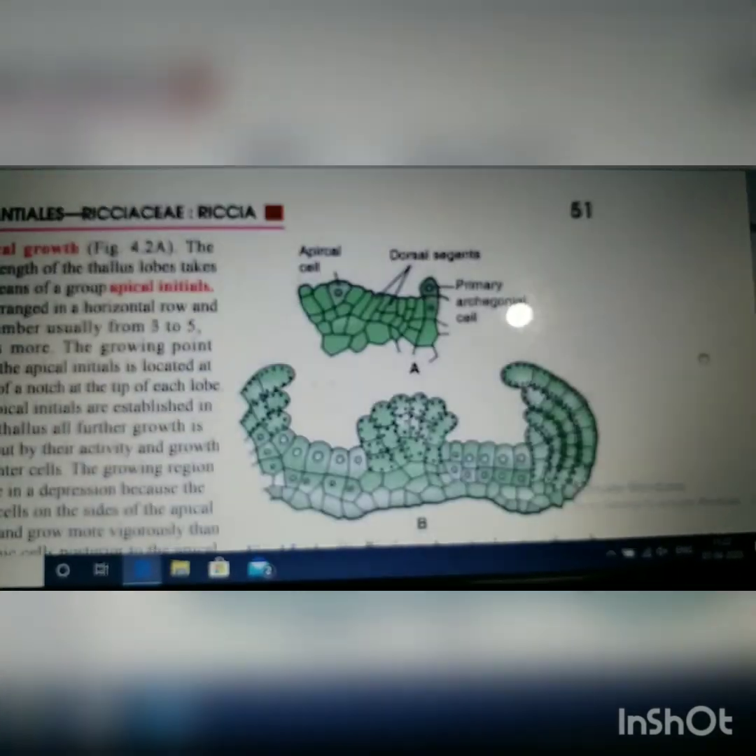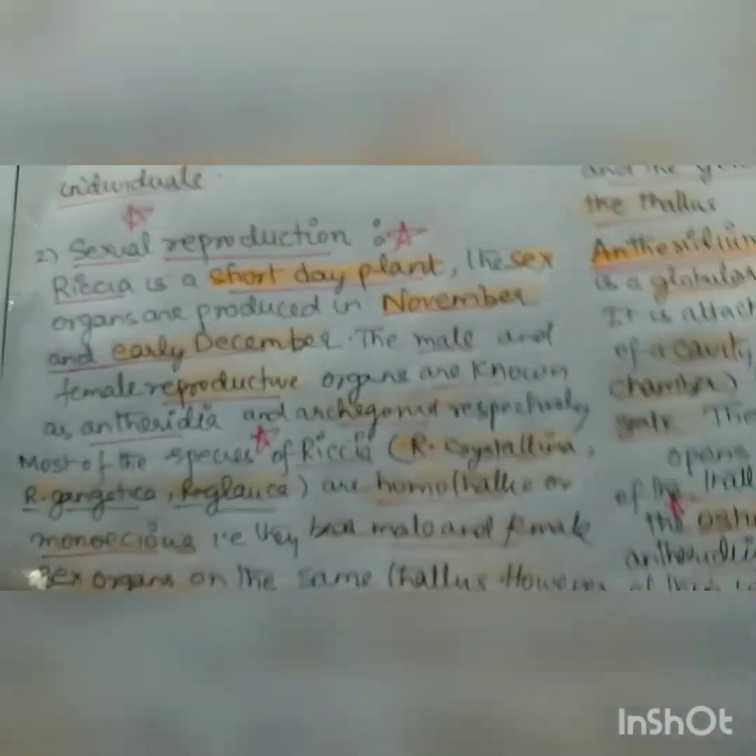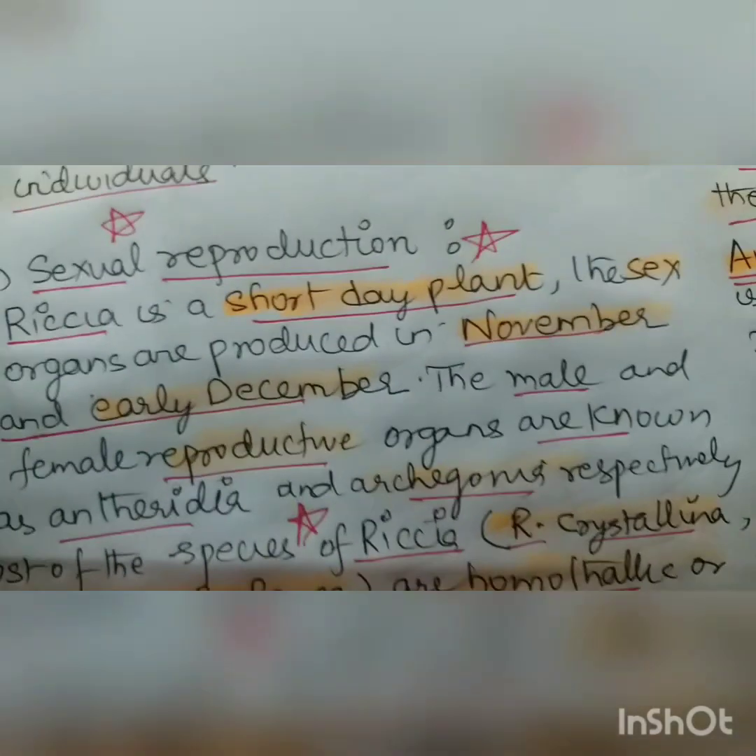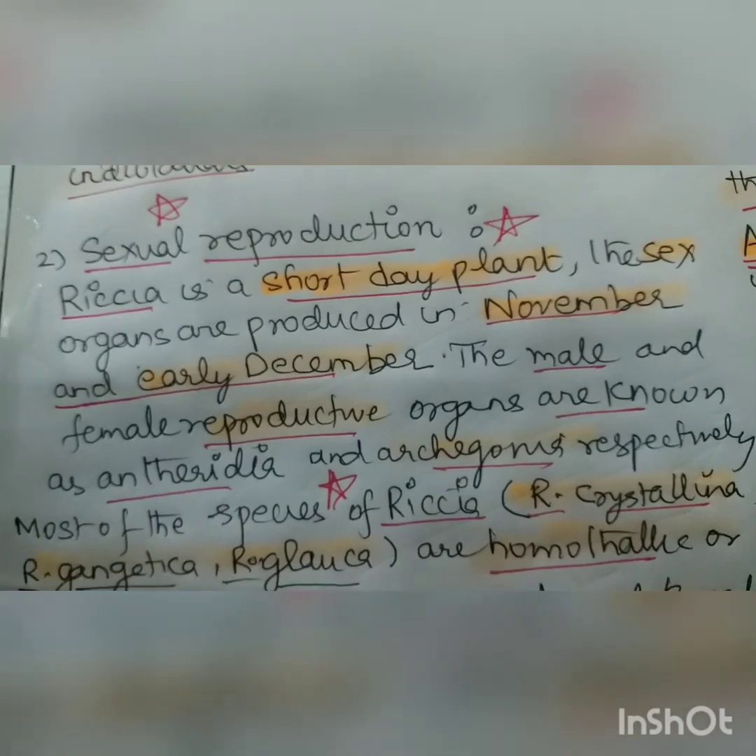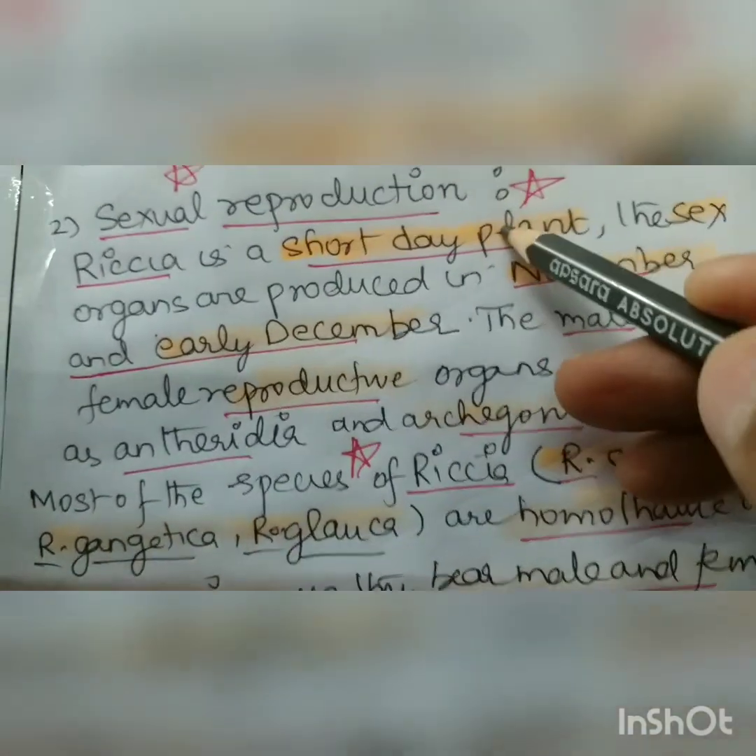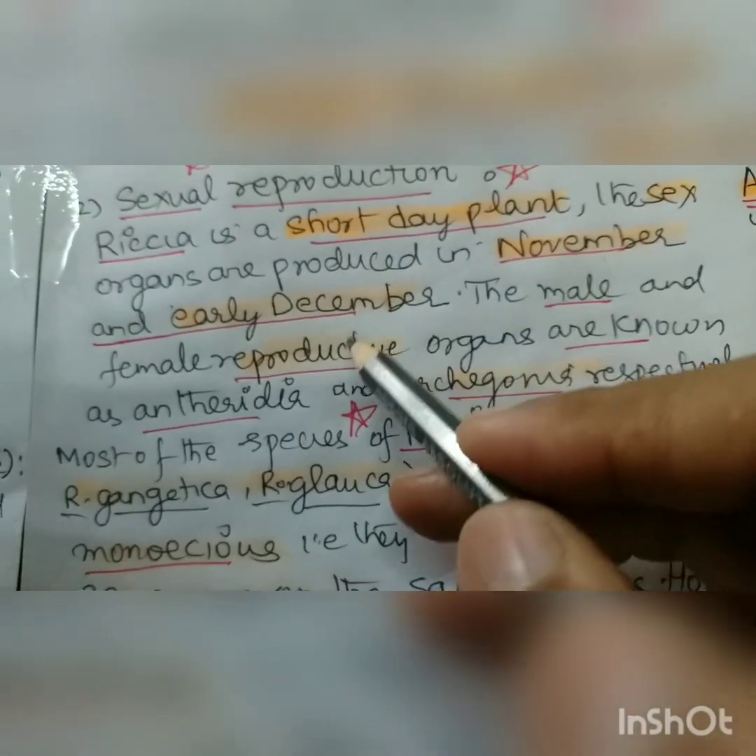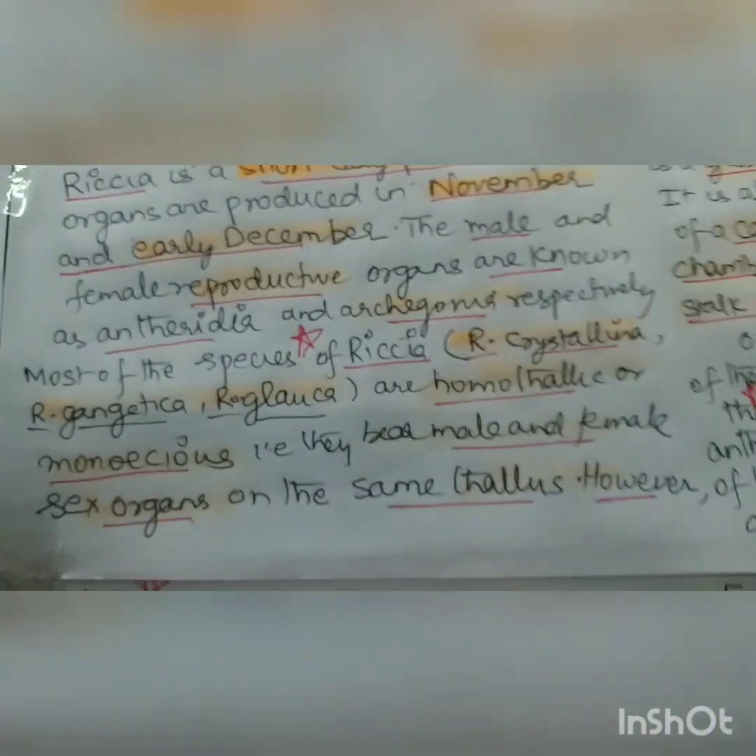So now we are coming to the next part, that is sexual reproduction. Riccia is a short day plant, so very important. And the sex organs are produced in November to early December. This question will come, short day plants. That's why the sex organs are produced in November and early December.